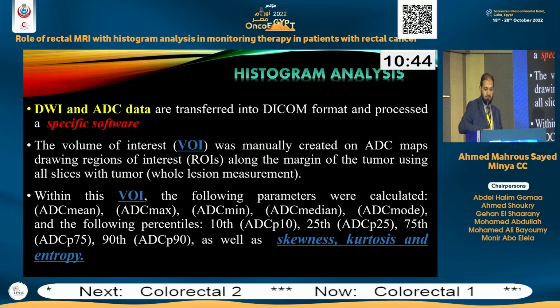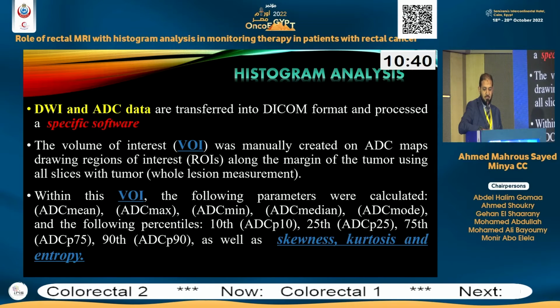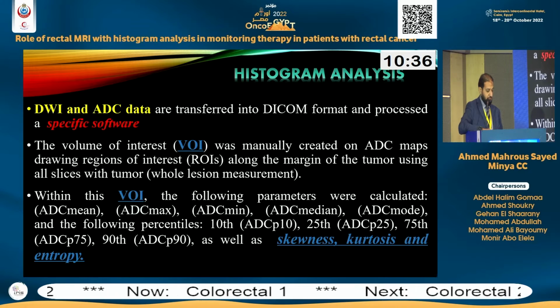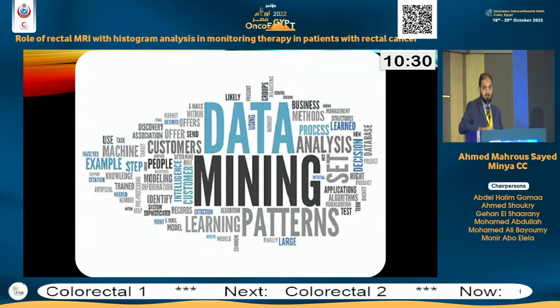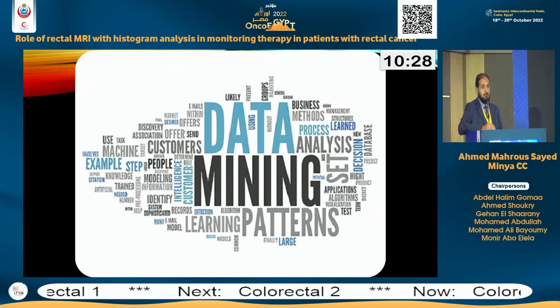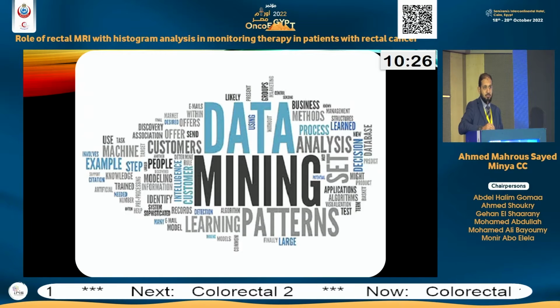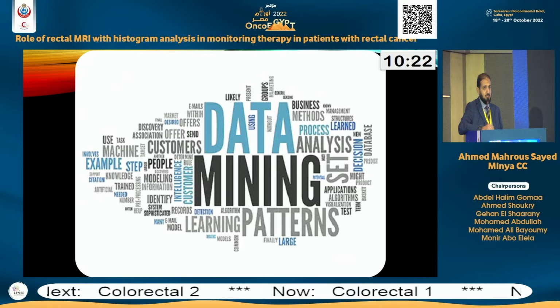Within this VOI, the following parameters can be calculated: the ADC mean, max, minimum, median, mode, and also the different percentiles, as well as the different histogram parameters like the skewness, kurtosis, and entropy. And this is called data mining. I'm not only measuring just a dot or a small area of the lesion. I'm measuring the whole lesion to get different values that enable me to judge the whole tumor.